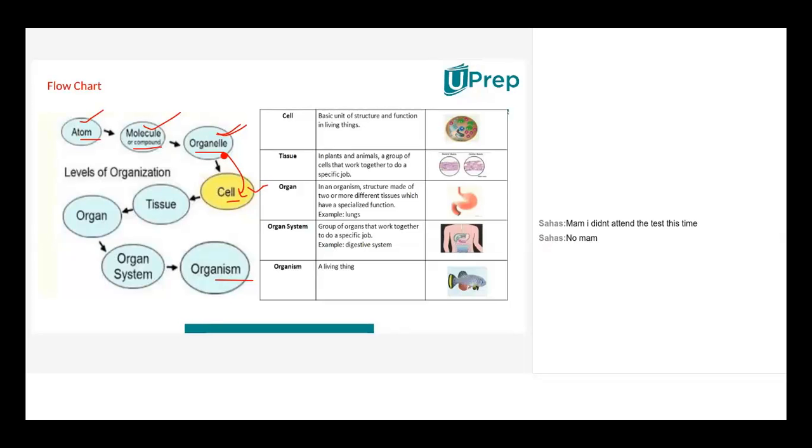So these are the three prefix steps in the flowchart before the cell in the levels of organization. Probably a question can be asked in that way: what are the different levels of organization? From the cell, you know. Beyond the cell, these are the steps: atom, molecule or compound, cell organelle. Okay?